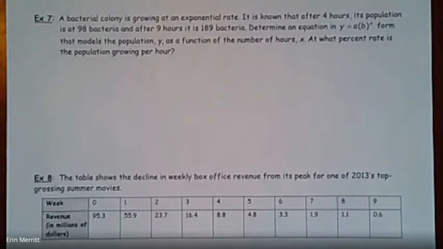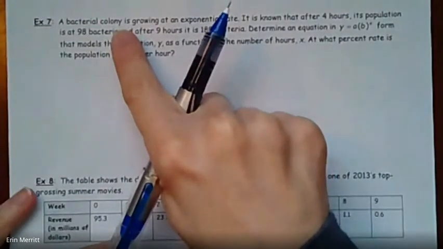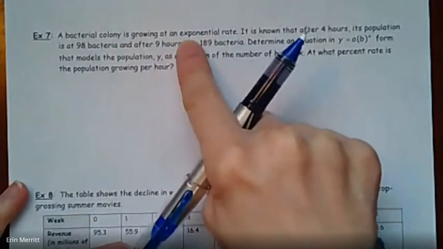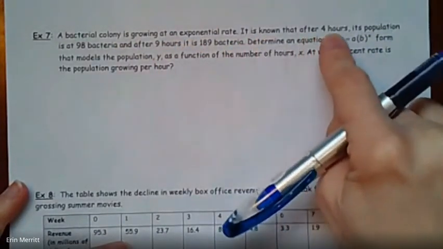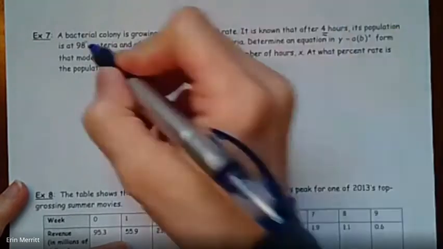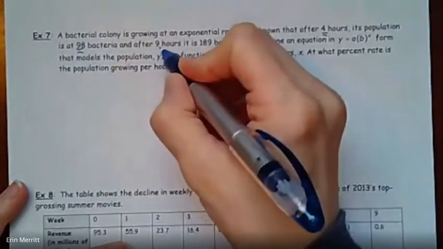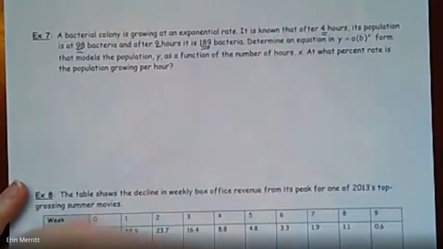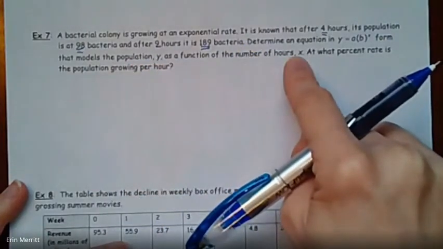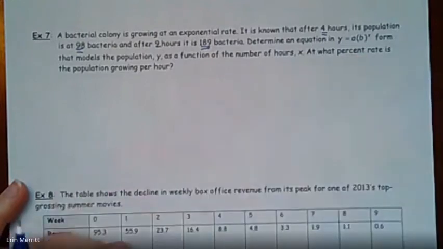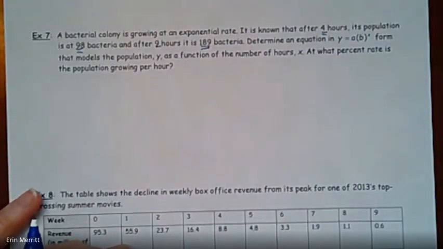So for 7, it says you have a bacterial colony is growing at an exponential rate. It is known that after 4 hours, the population is 98. After 9 hours, there's 189 bacteria. Determine the equation that models it. Is the population is y, and the number of hours is x. At what percent rate did the population grow per hour? Or at what rate is it growing per hour?